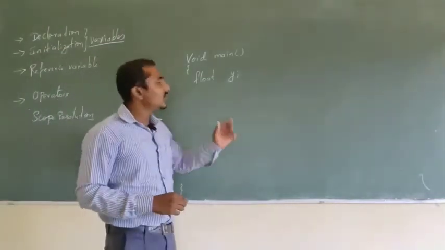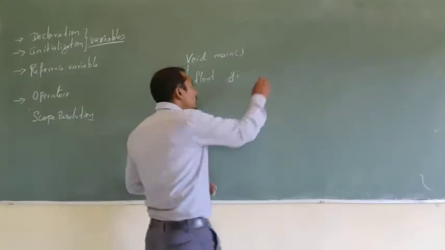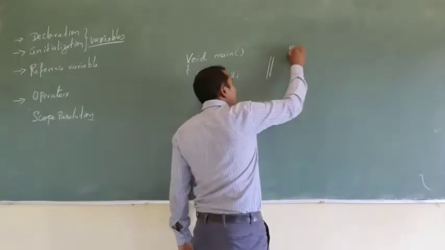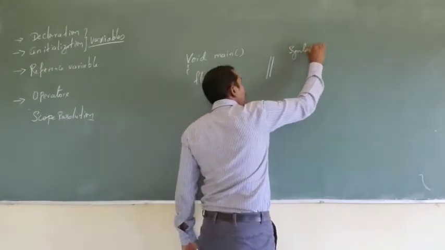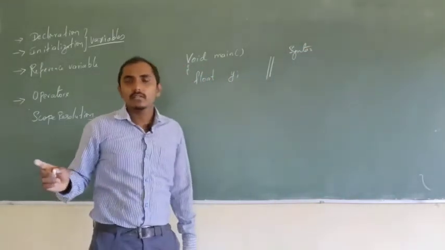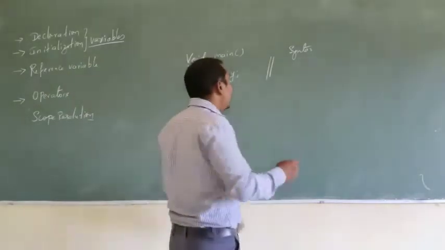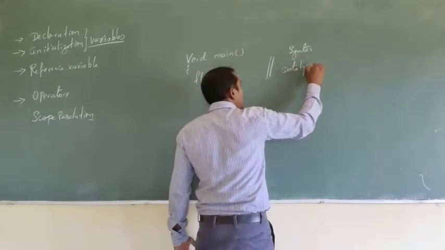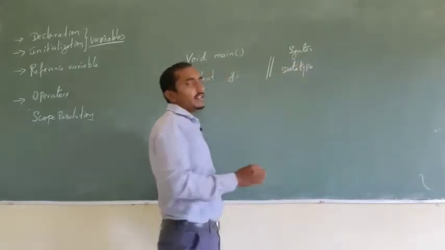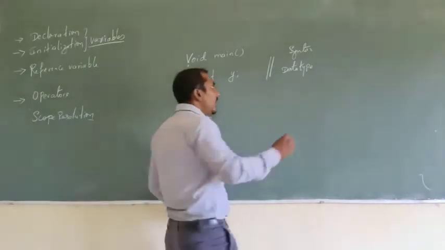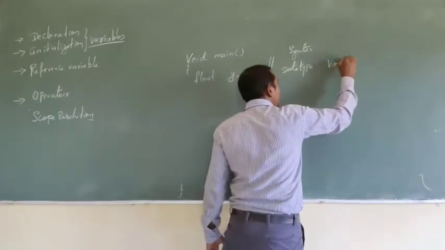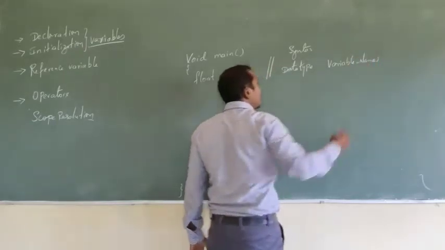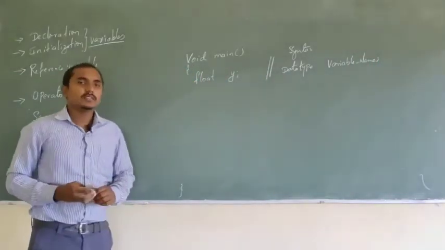If you want to consider the syntax of it, what is the syntax? First you are going to write the data type. So the syntax of declaring a variable: first you represent the data type, what is the type of data that you want to store. Then it will be followed by the variable name. Okay, that will be the syntax.